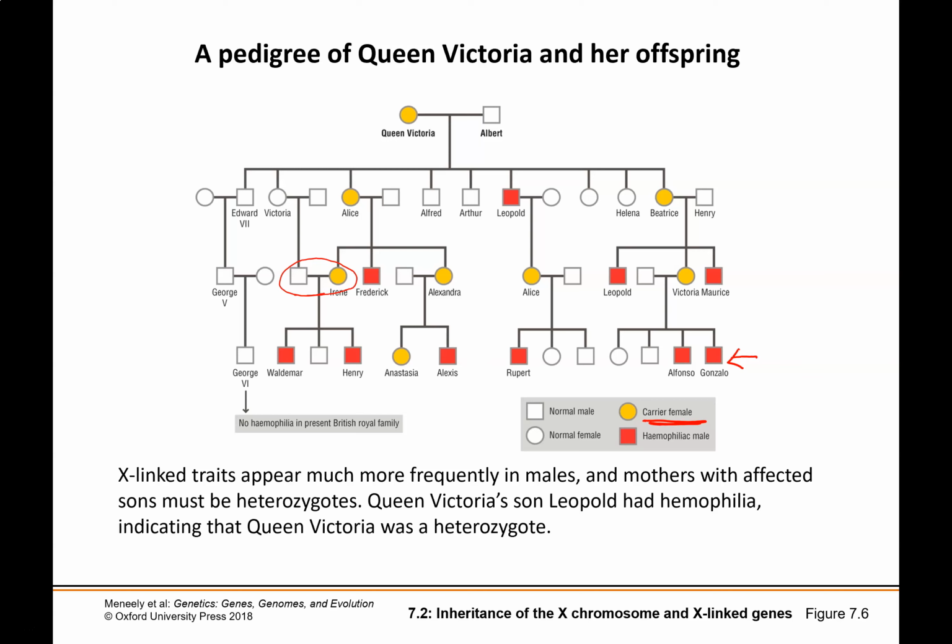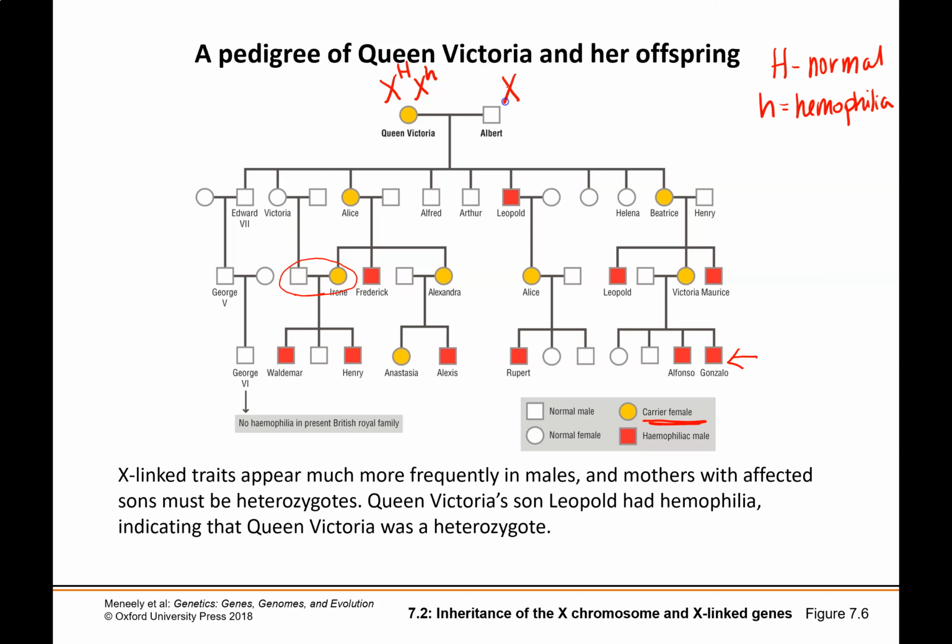And then, of course, we could fill in all of these genotypes if we wanted. If we wanted to say that H was normal and lowercase h was hemophilia, we could start with Queen Victoria. So Queen Victoria is a carrier because her son Leopold had it. So she would be heterozygous on the X chromosome.